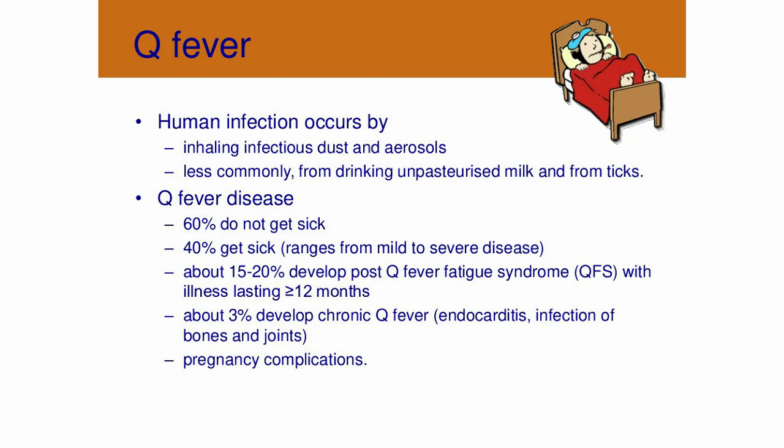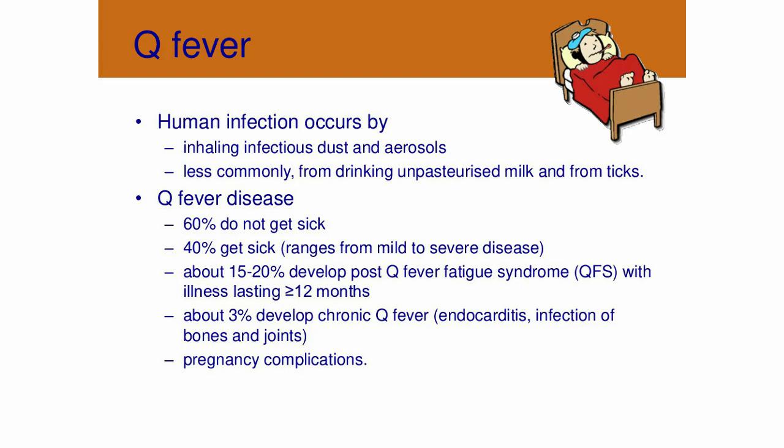Some people are more likely to develop chronic Q fever after they've been infected, and this includes people who have pre-existing heart valve disorders, or who are pregnant at the time they're infected, or who have a weakened immune system. For pregnant women, there's also an increased risk of complications affecting the baby, including miscarriage, stillbirth, premature birth, and low birth weight. So it is a serious disease.